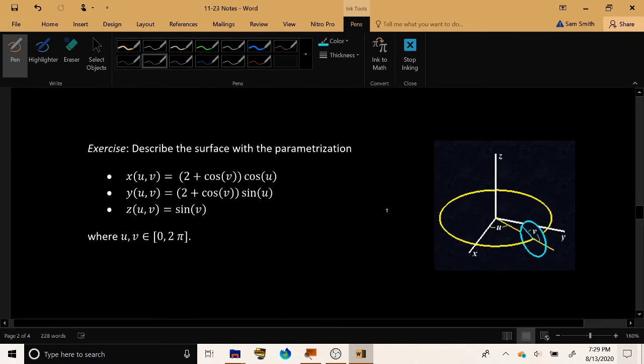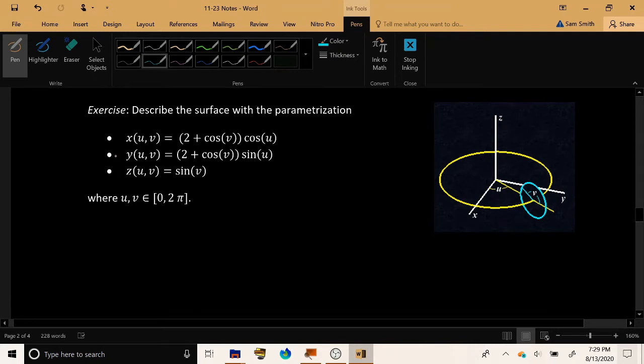So let's, as an example, describe the surface with the following parametrization. x of u, v equals (2 plus cosine v) times cosine u. y of u, v equals (2 plus cosine v) times sine of u. And z of u, v equals sine of v. Now, this is a very famous surface, actually, and what's going on with these parametrizations is indicated over here in this following example.